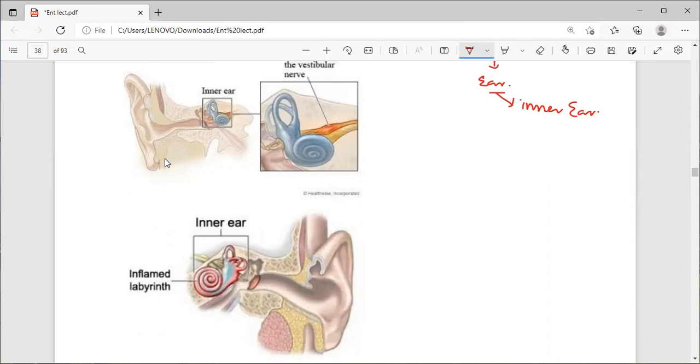So if the inflammation or the virus gets into the nerve, it will cause inflammation of the nerve, which is called vestibular neuritis.